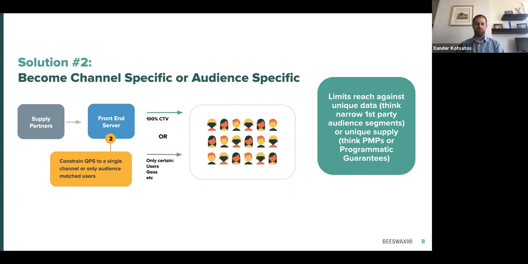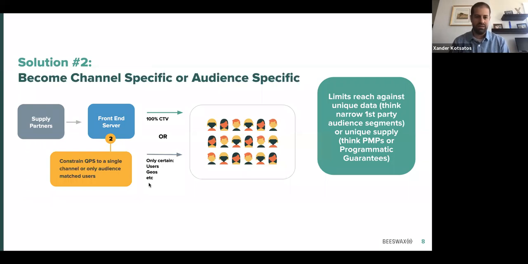The other way that platforms typically deal with this, they either become channel specific or audience specific. So there's a lot of CTV companies out there. And one nice thing about CTV is there just isn't that many auctions out there. So there aren't that many supply objects. I think there's 165,000 per second as opposed to like 10 million plus overall. And so that helps them control costs, right? Same thing with geos or data companies.